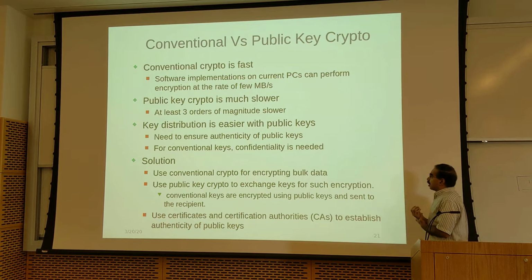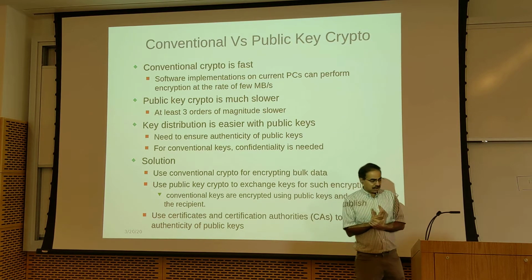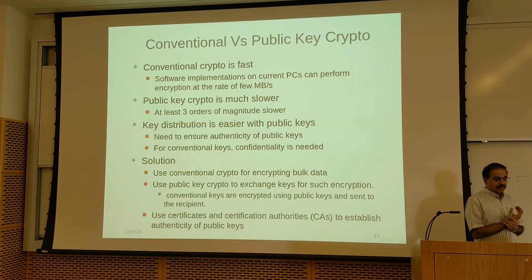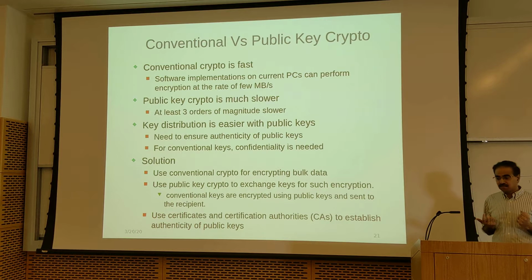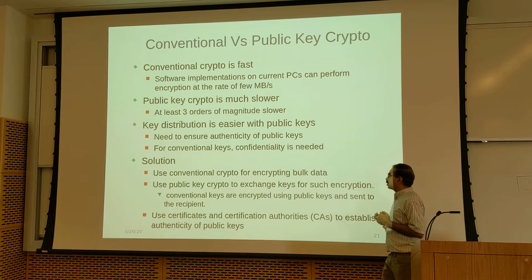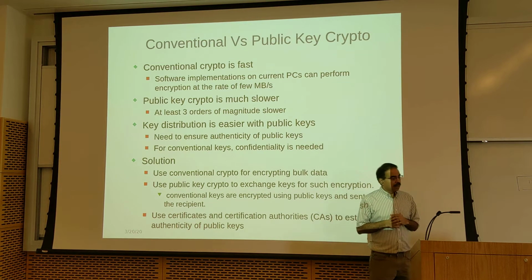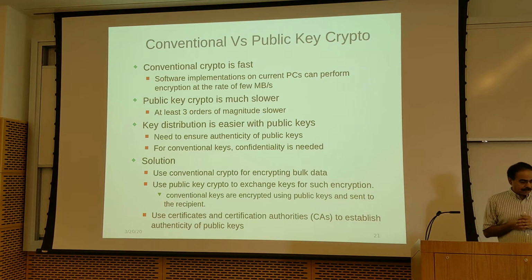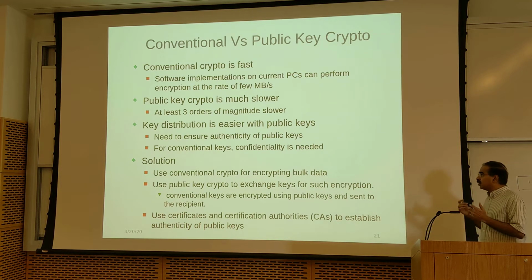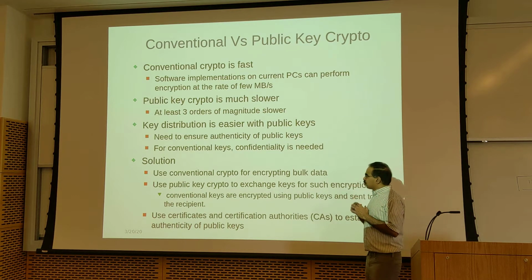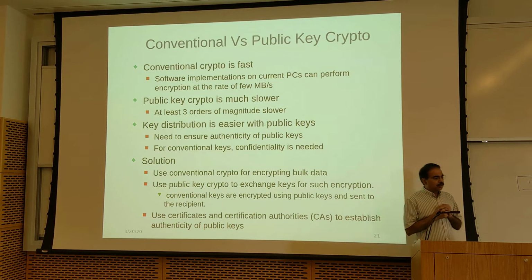In contrast, public key cryptography is much slower because you are doing these exponentiation operations on very large numbers. So that's why it's quite expensive, and typically it's 100 to 1,000 times slower than conventional cryptography, and this means that you can't use public key cryptography for encrypting large volumes of data. So this is why we always combine the two techniques.